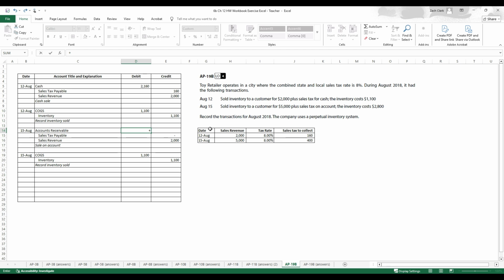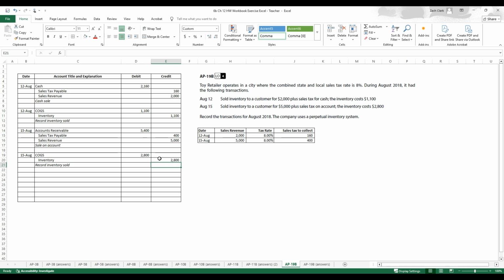The amount is 5,000. Let's go ahead and link that. The sales tax payable is the 400. The revenue, or sorry, I should have done the revenue there. The revenue is 5,000. The cash that we collect is 5,400. Okay, and then it tells us 2,800 for the cost of goods sold. Again, no change there.